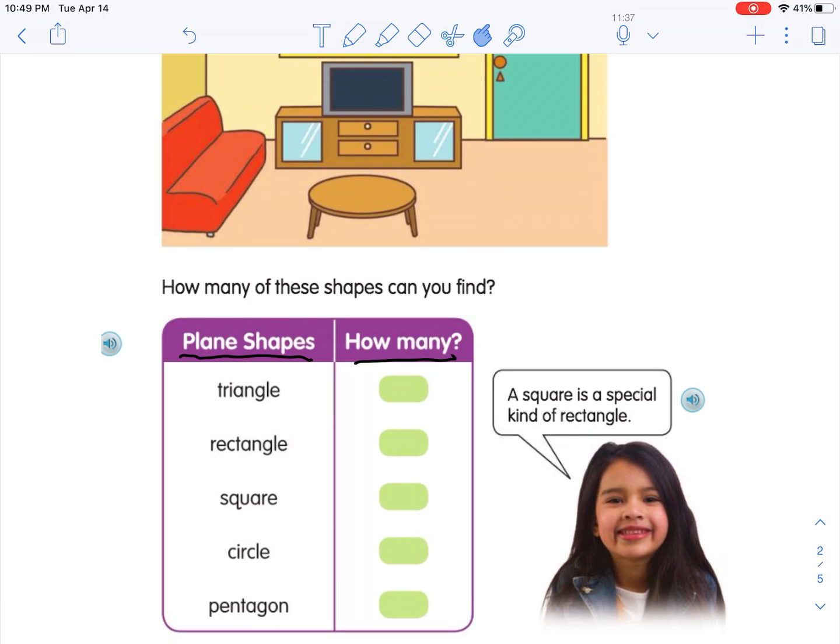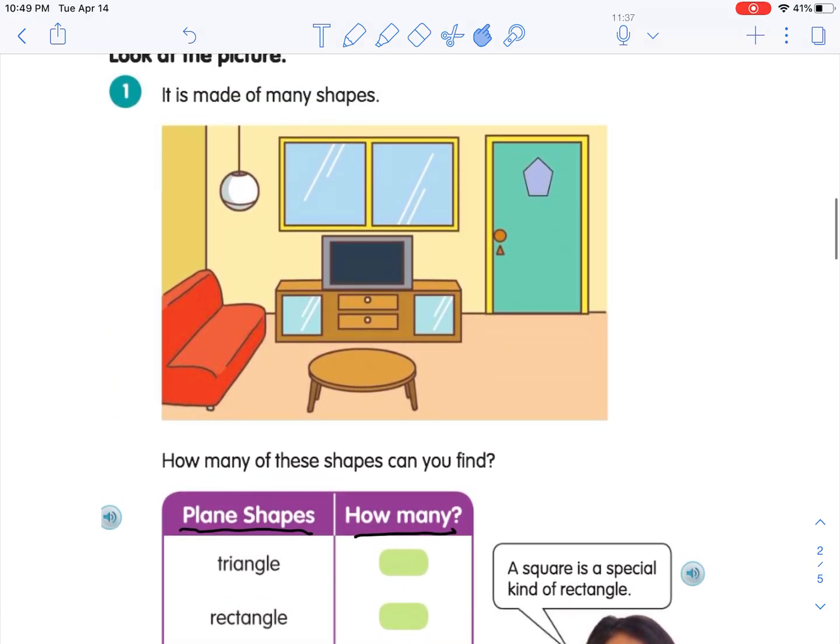And first we're going to look at triangles. Look at our picture. See if you can find some triangles. I'm going to go and I'm going to circle any that I find. I've found one. That is the only triangle I see right now. I'm going to fill in my table, 1 for triangle. All right, let's keep going.